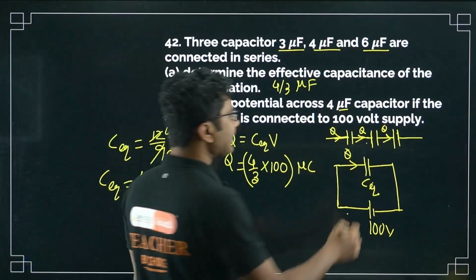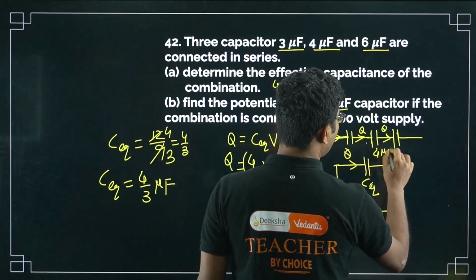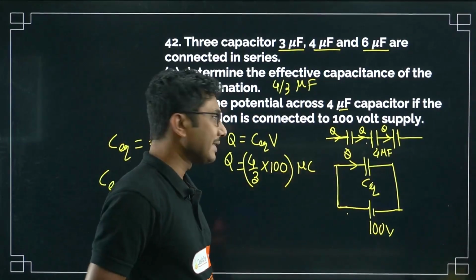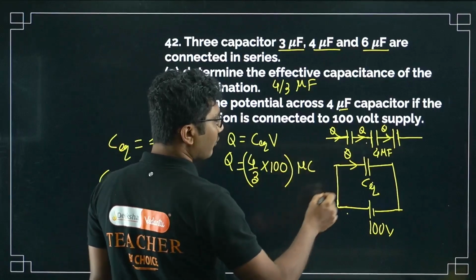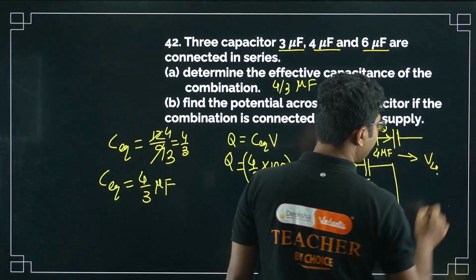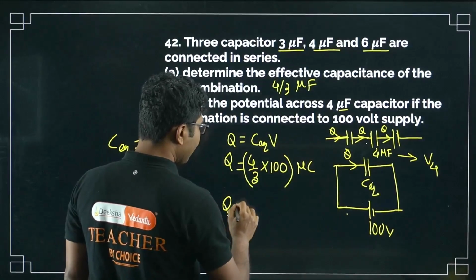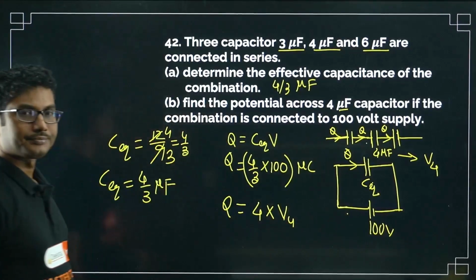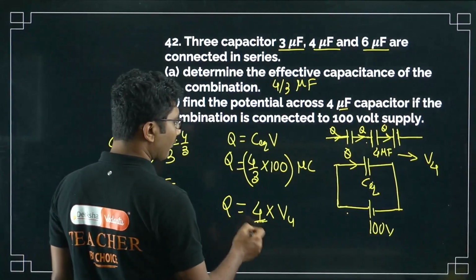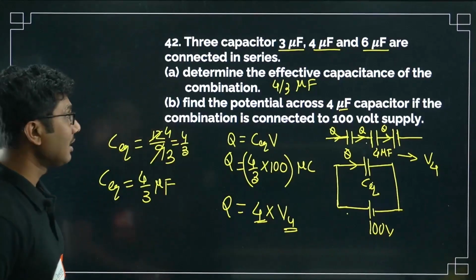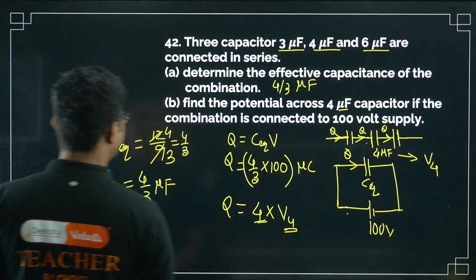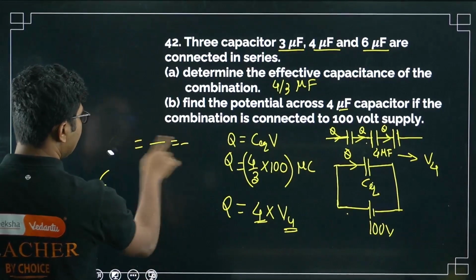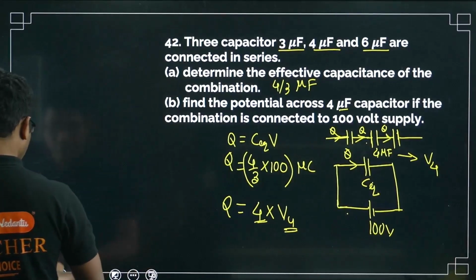Now the same charge is flowing through that 4 microfarad capacitor as well. So if the voltage across the 4 microfarad capacitor is represented by, say, V4, then again we can write Q is equal to 4 microfarad into V4, right? Because 4 is the microfarad, V4 is the potential across the capacitor. So we are trying to find that V4. Easy. Any doubt, mention in the comment.